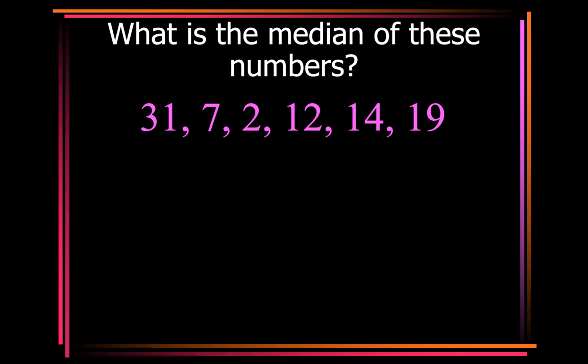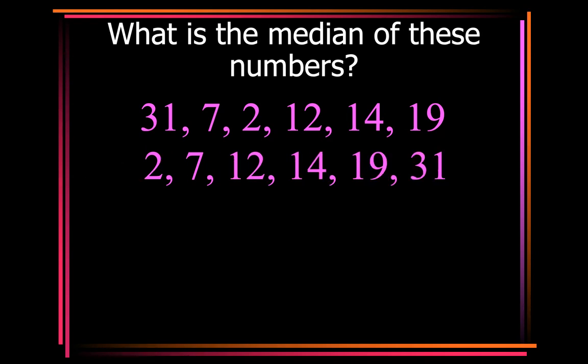Notice in this case we have 6 numbers, okay? So when I reorder them, I notice 12 and 14 are in the middle. So I end up getting the average, which is just 13.